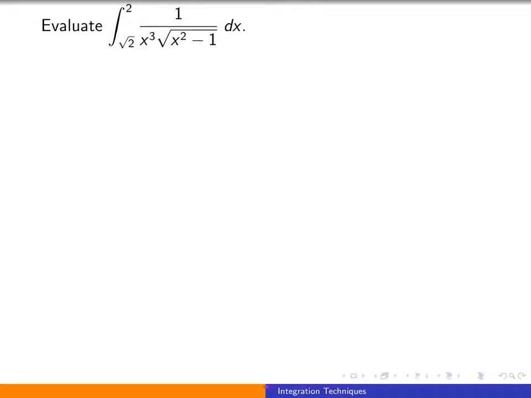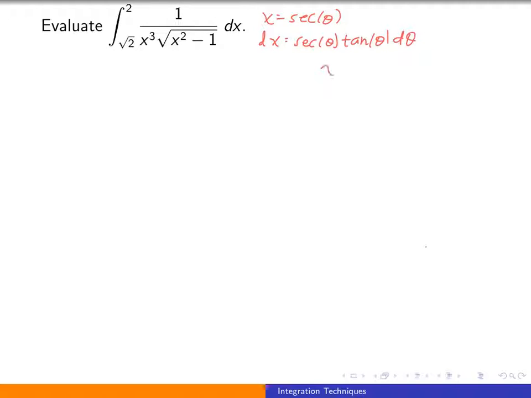The desired trigonometric substitution would be x equals secant theta. So that dx is equal to secant theta tangent theta d theta. But a very important thing to keep in mind is because it's a definite integral, whenever we apply a substitution, we do need to change our limits of integration.